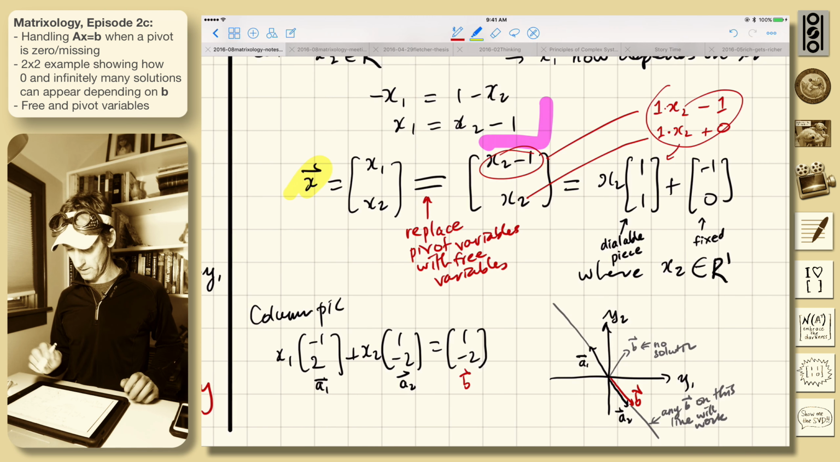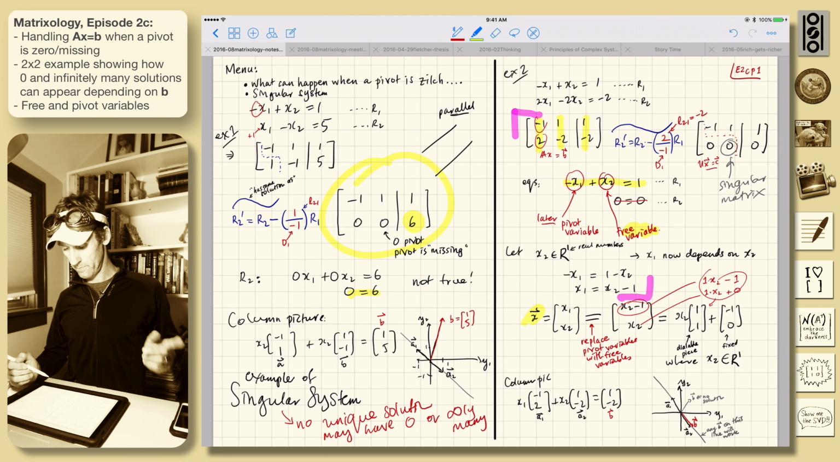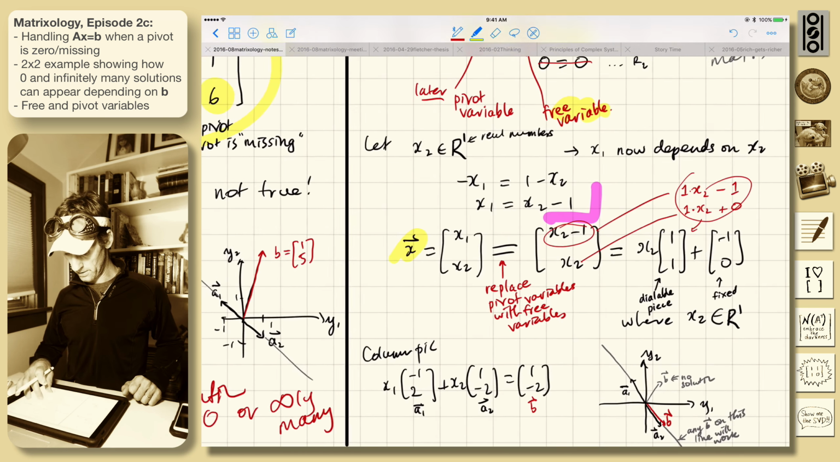For this second problem, let's go, well, sorry for the zooming. Let's go back to what this was. So first column, -1, 2. Second column is 1, -2. And we want multiples of those columns to give us 1, -2. And so that's the column picture.